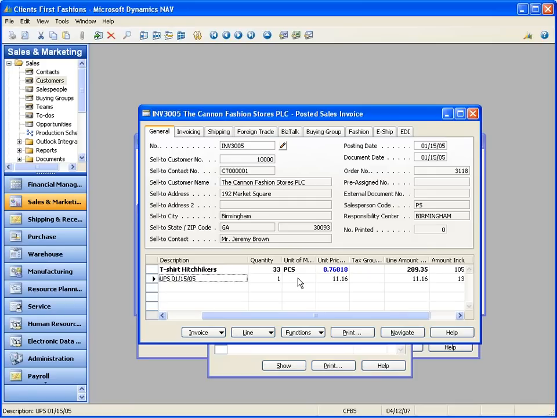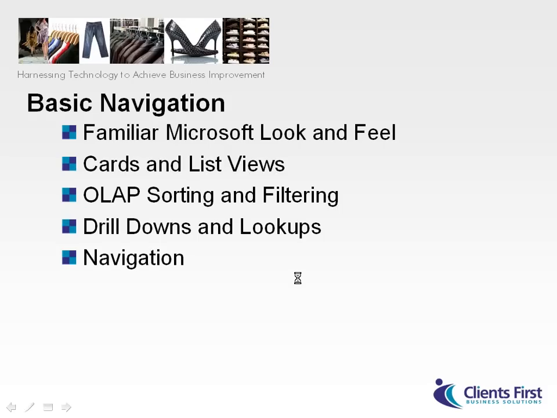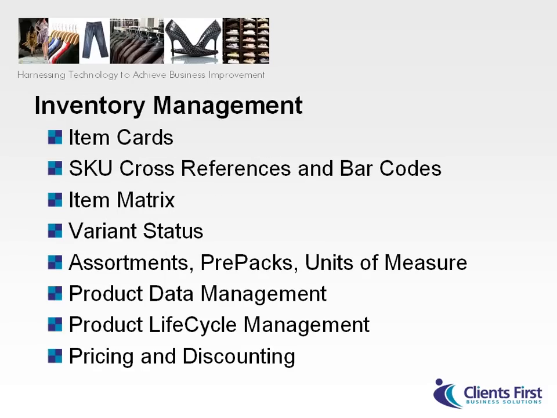information they need. We're going to take a look at the inventory management functionality, and we're going to go through an item card where the information about the master records are stored, information on inventory items and models and colors and sizes and things. We're going to look at stock keeping unit cross-references and barcoding. We're going to look at an inventory item matrix, and we're going to look at variant status.